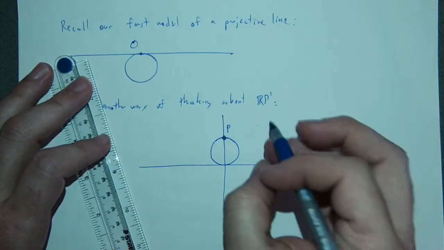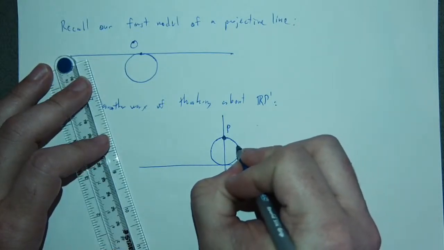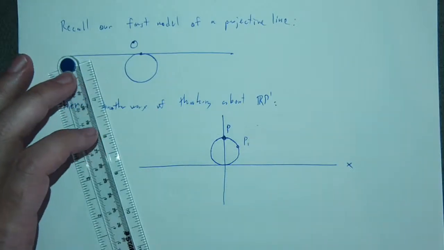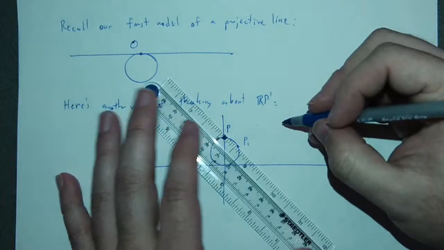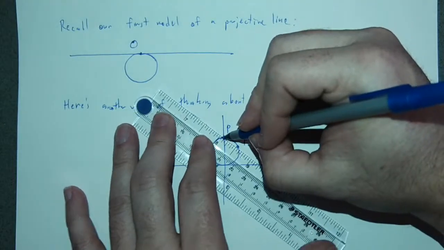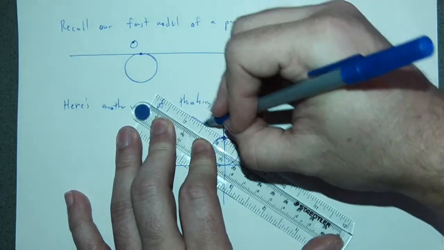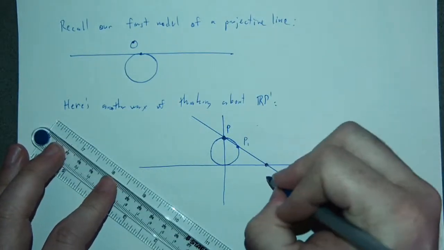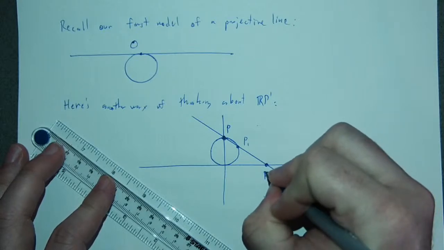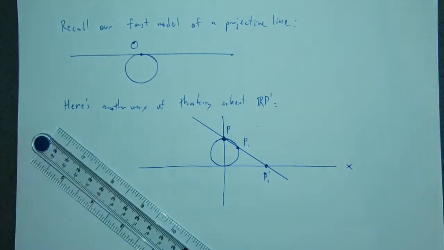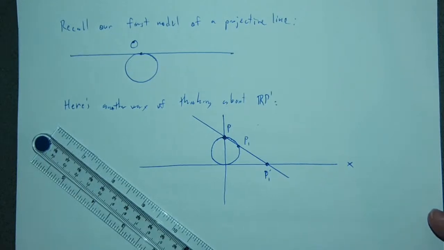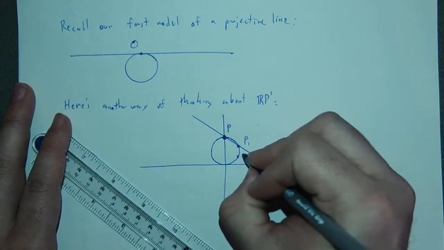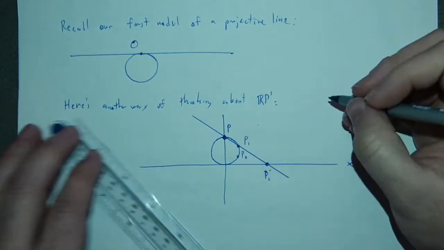Okay, what do I mean by that? So, for instance, here's another point, say P1, and the point on the x-axis that P1 is associated to by this mapping is this one. So this is P sub 1 prime, we'll call it. Okay. Similarly, here's P sub 2. And what is the point?